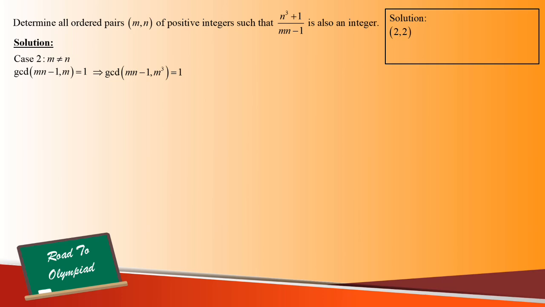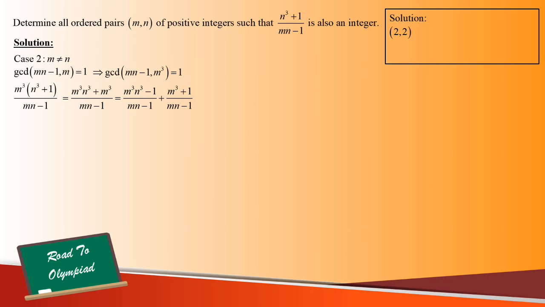This is to say that by multiplying m^3 into the given fraction, it will not alter the integer property of the fraction. In other words, if (n^3 + 1)/(mn - 1) is an integer, so is the new fraction. Here, we can expand the bracket to get this one, where we can split the fraction this way. Notice that we split it this way to obtain the fraction (m^3 + 1)/(mn - 1), where we will explain why we need it later.